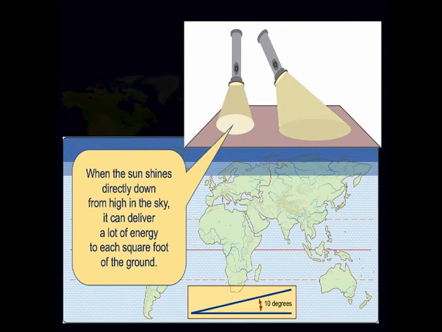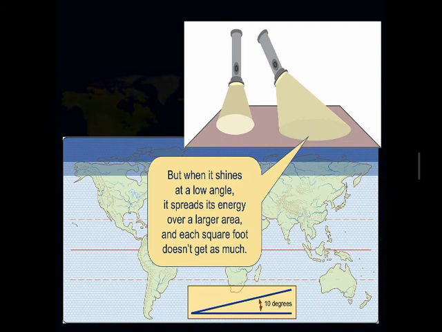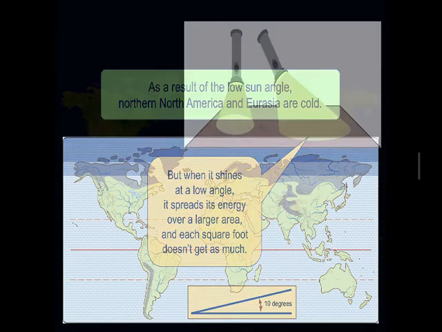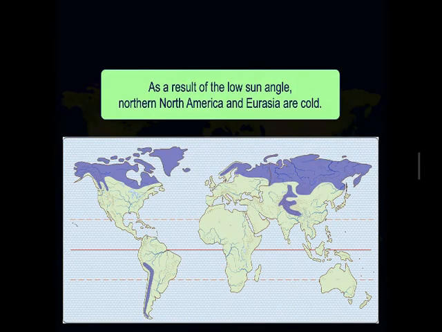When the sun shines directly down from high in the sky, it can deliver a lot of energy to each square foot of the ground, like in the flashlight pointed straight down in this picture. But when it shines at a low angle, it spreads its energy over a larger area, and each square foot doesn't get as much. As a result of the low sun angle, northern North America and Eurasia are cold.